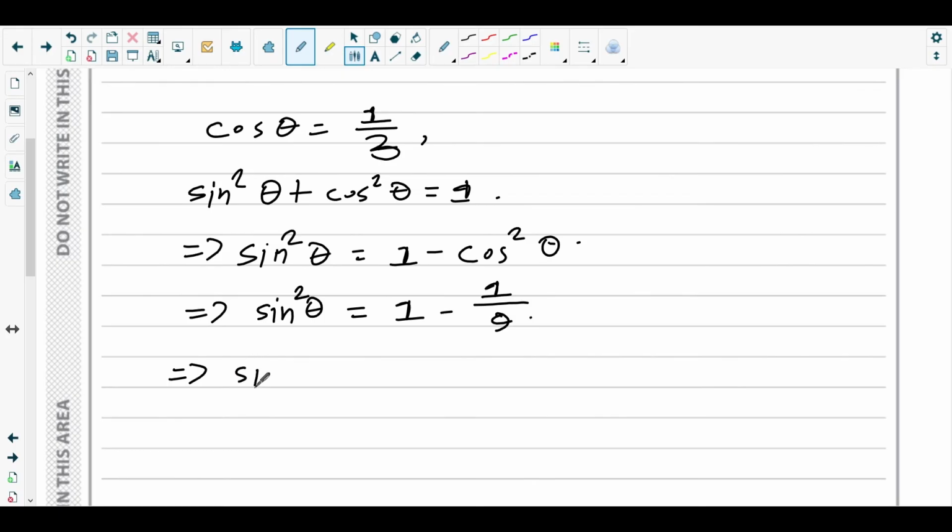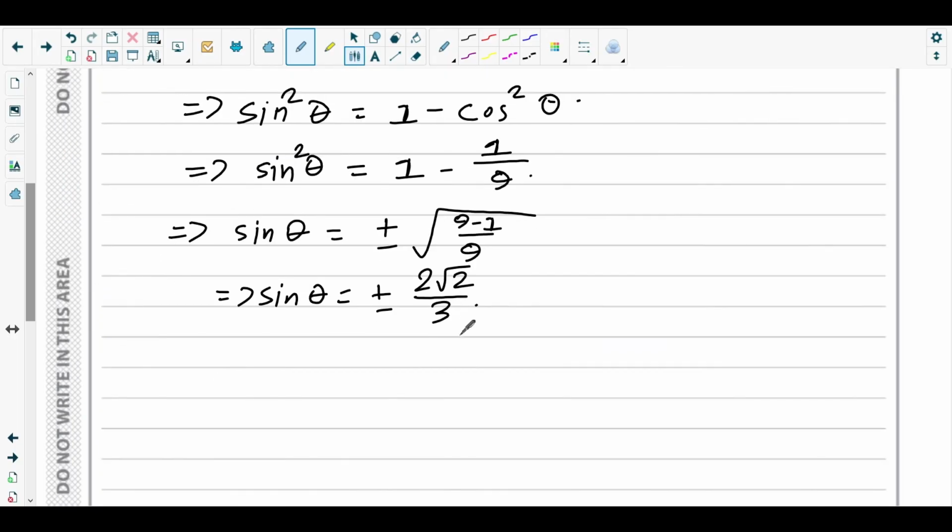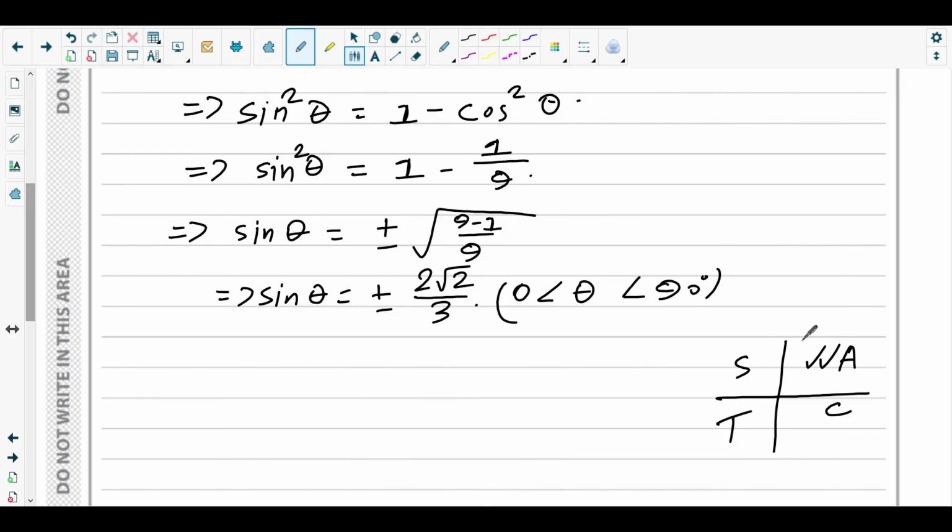So sine theta would be plus or minus the square root of 9 minus 1 over 9, taking LCM 9. It is plus or minus square root of 8 over 9, which is basically 2 square root of 2 over 3. But given that theta is greater than 0 and less than 90 degrees, theta lies in the first quadrant where sin theta is positive, so sin theta is 2 square root of 2 over 3.